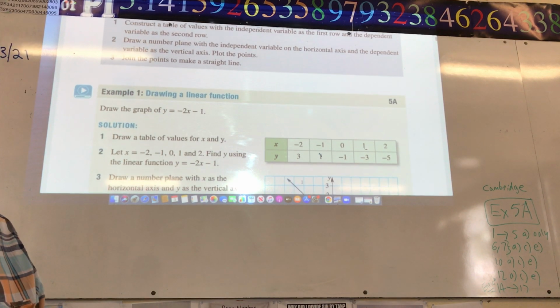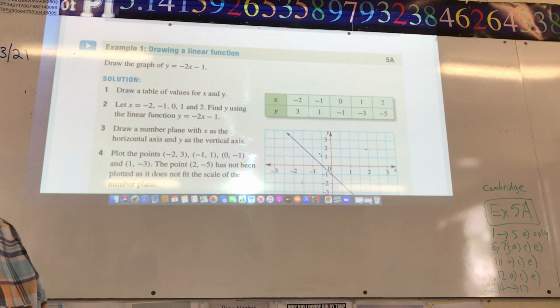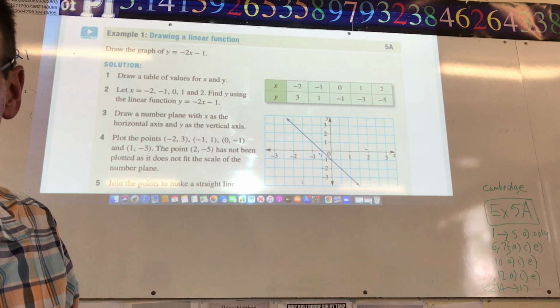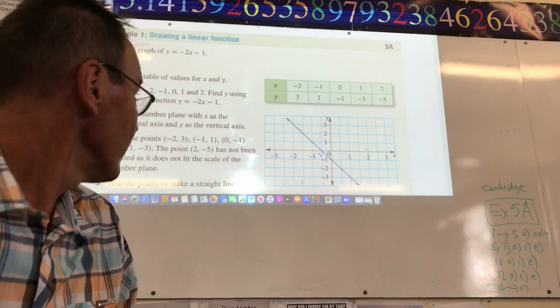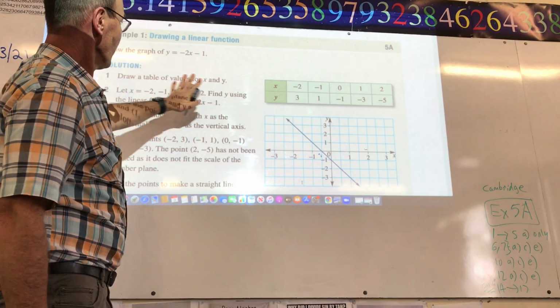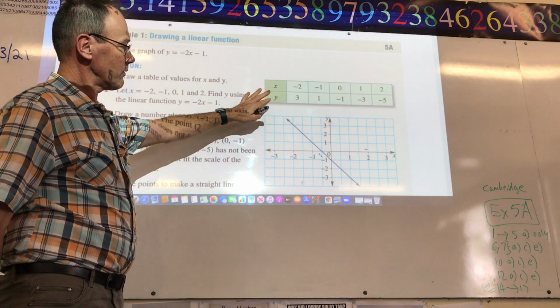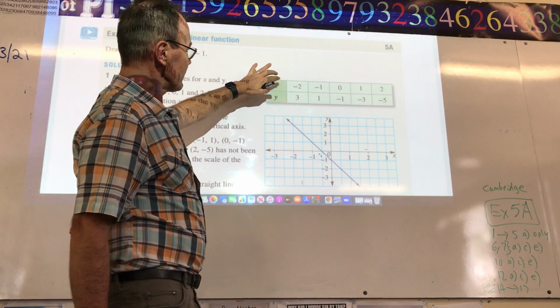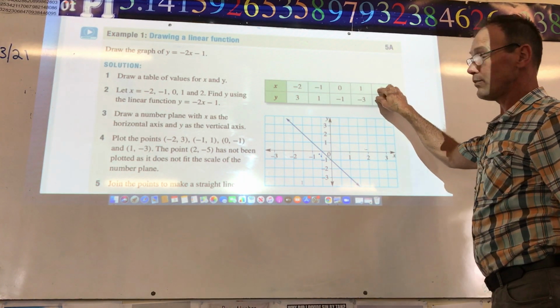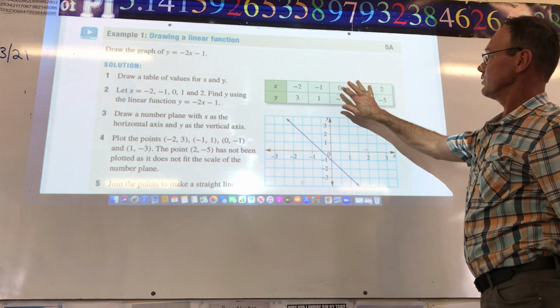So this is obviously from a Cambridge textbook, and I thought we'd better use that as a guide. The first example: draw the graph of y equals minus 2x minus 1. So that's the equation. They've got some solutions worked out for you. The first thing is, and I'll show you some other examples in a minute, you fill in a table of values. You don't need 1, 2, 3, 4, 5 points. They've got 5 points just to be safe.